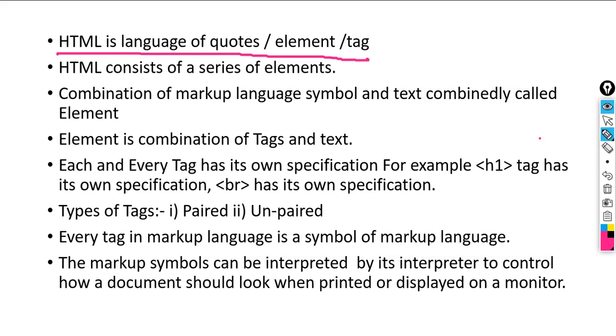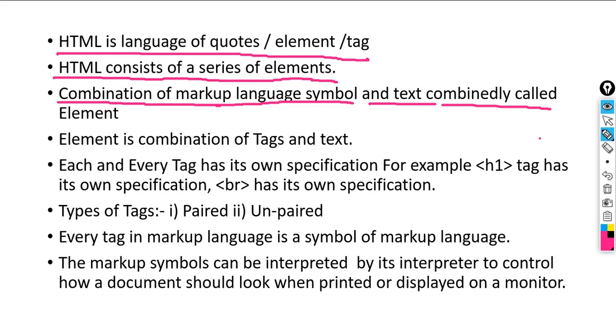HTML consists of a series of elements. What is an element? That you will understand in upcoming sessions. So don't worry, just pay attention here. The combination of a markup language symbol and text is combinedly called an element.